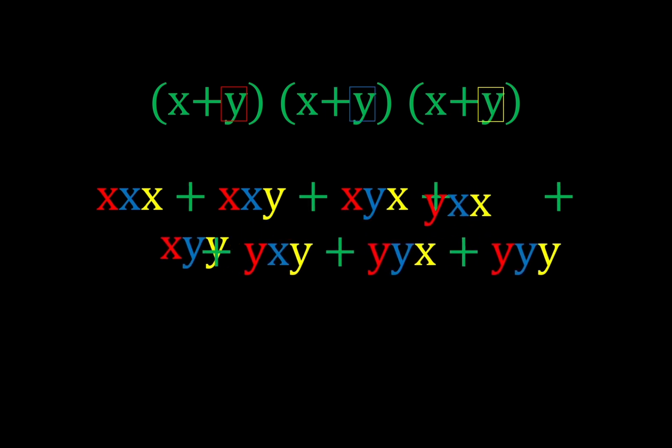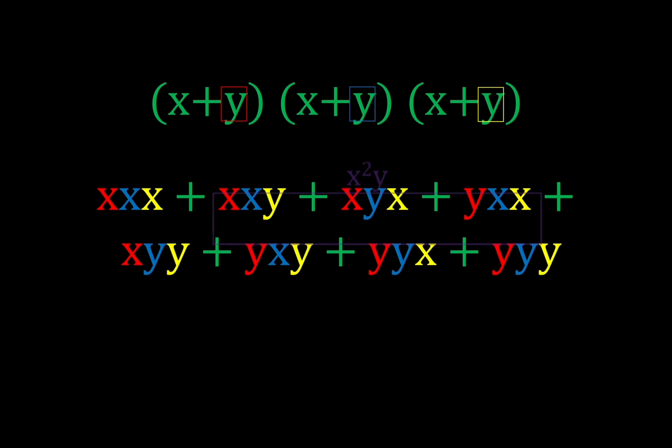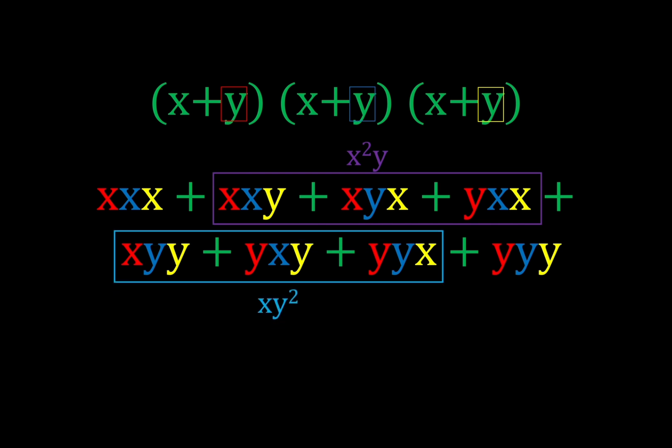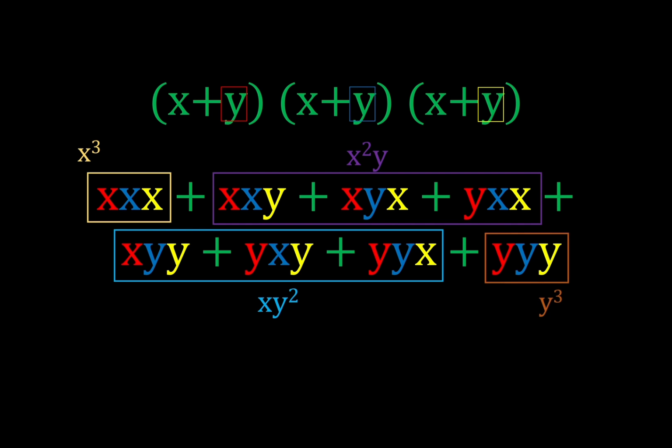Let's rearrange these terms to sort them in terms of the amount of x's and y's that they have. We notice that these terms will contribute to the x squared y term, and these will contribute to the xy squared term. And these two here will simply be x cubed and y cubed accordingly.